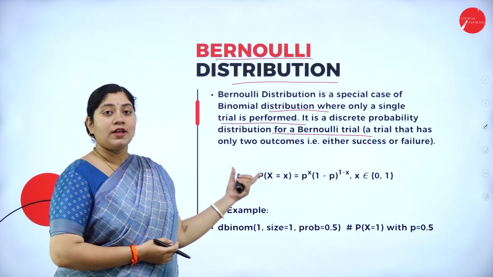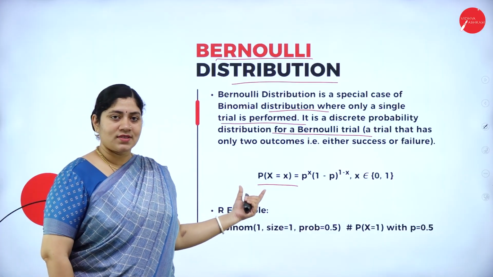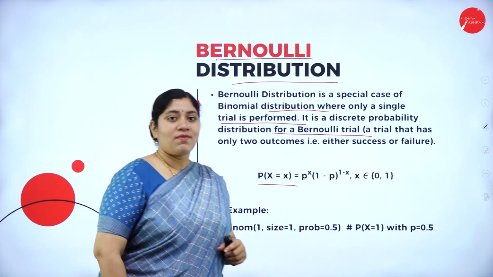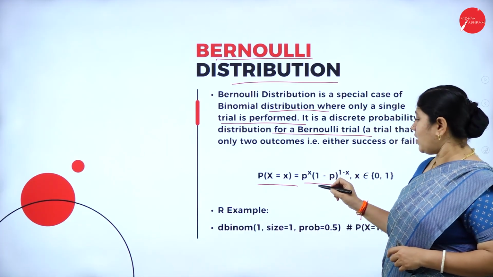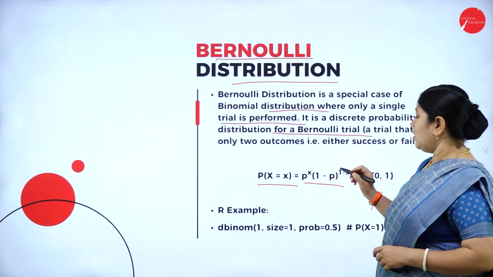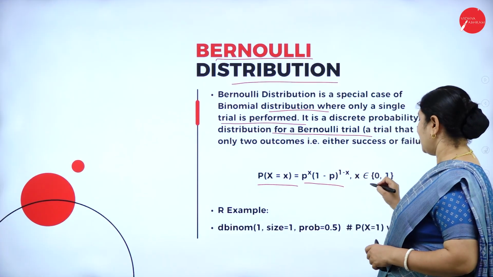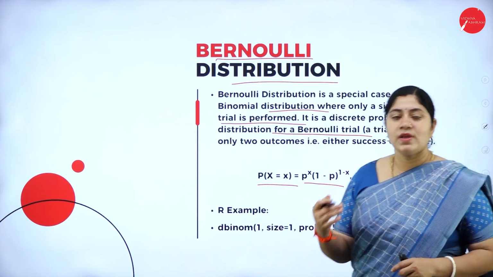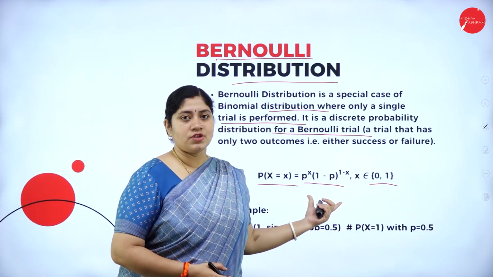Now let's see what is the expression through which we can define this, P of x. Then what is the value? So over here we can see p to the power x followed by 1 minus p to the power of 1 minus x, comma, x varies from 0 to 1, where we can see x belongs to {0, 1}. So this is a range.